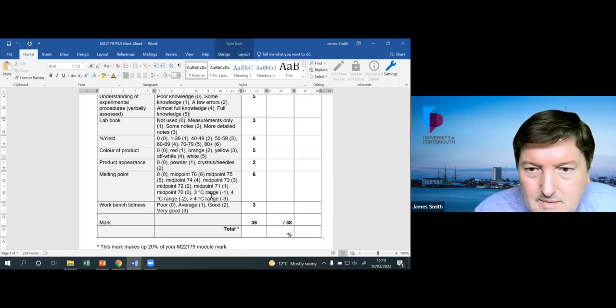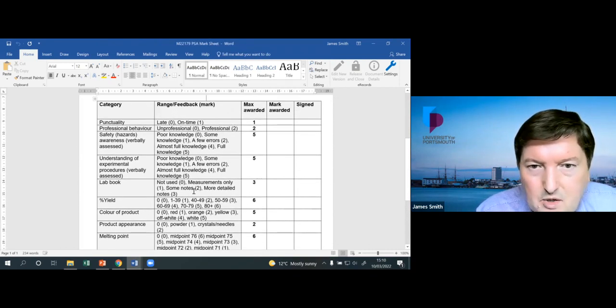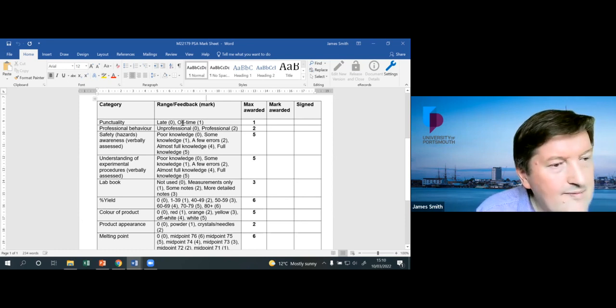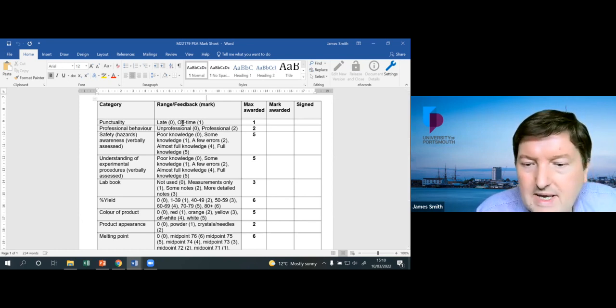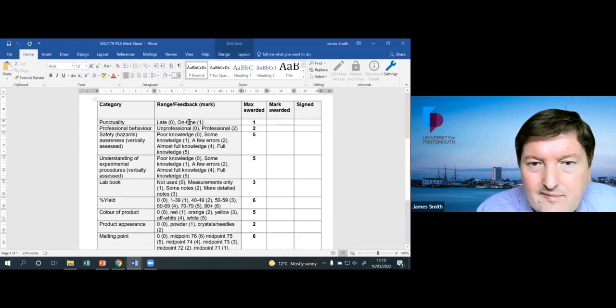How do you get 38 out of 38? Well, you've just got to do what it says here. So are you punctual? Have you arrived on time? I know sometimes there are emergency situations and you arrive late with a good reason. That's fair enough. I'm not going to mark you wrong for that. But if there's no obvious reason, then 0 marks out of 1 for that. So a bit about punctuality.